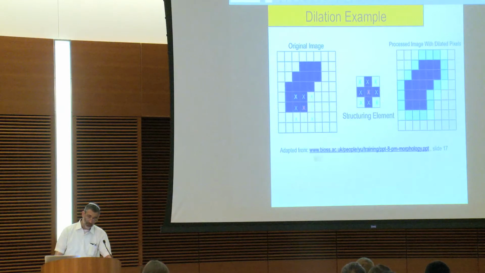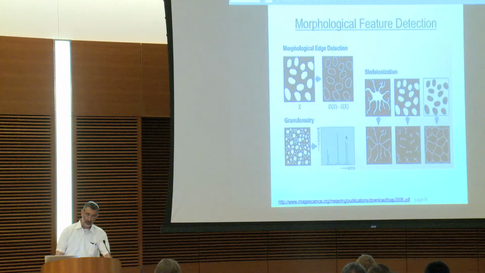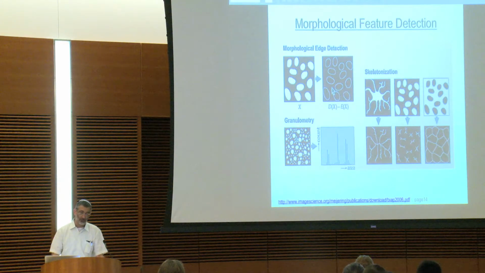This is something I made, but I adapted it from this particular presentation. Okay, so this is morphological detection. You can do a lot of nice things with it, like you can of course find edges with it. You can, for example, dilate and then subtract the original from the dilated. You can skeletonize. I use that a lot.